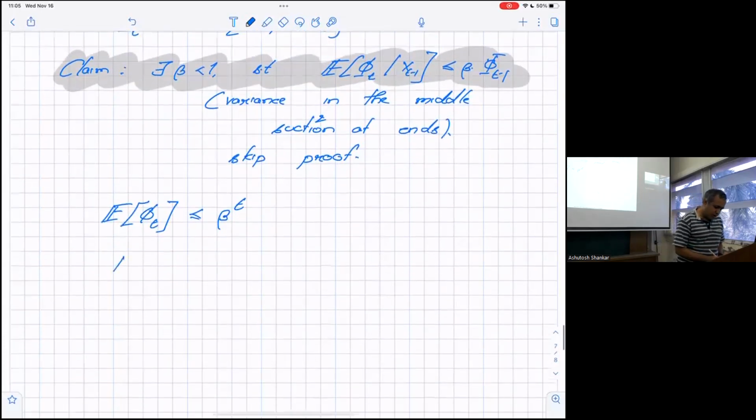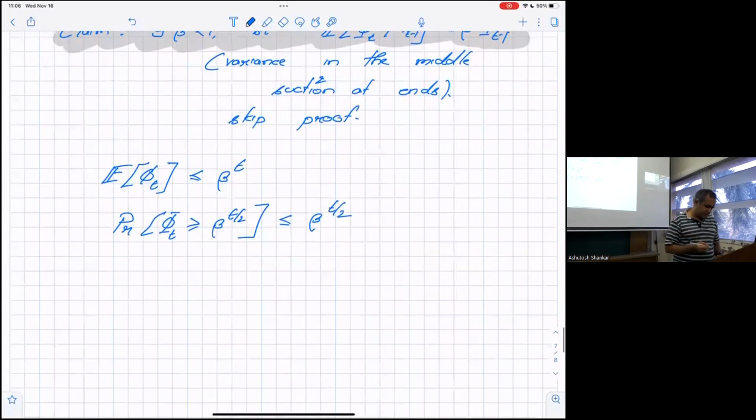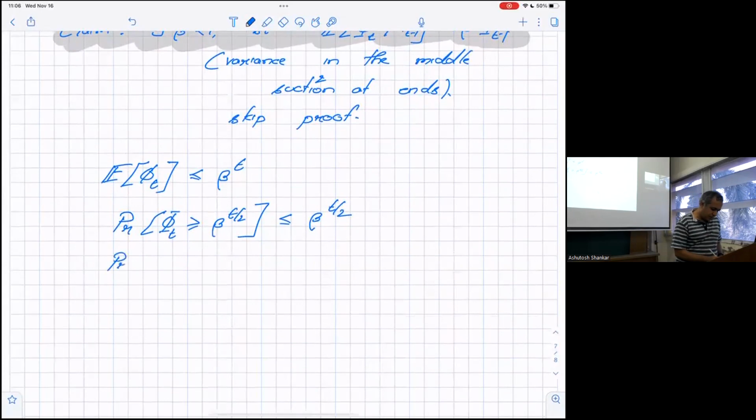Now you have that the probability that Vt is larger than, say, beta to the t by 2 is less than or equal to beta to the t by 2. So it's just Markov. Beta is a number less than 1. This is just Markov. What is this stating? This is by Markov.